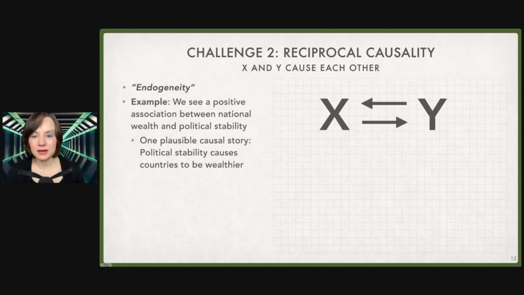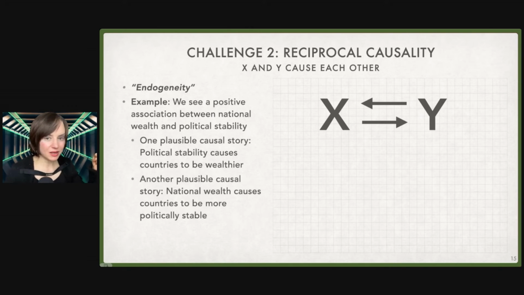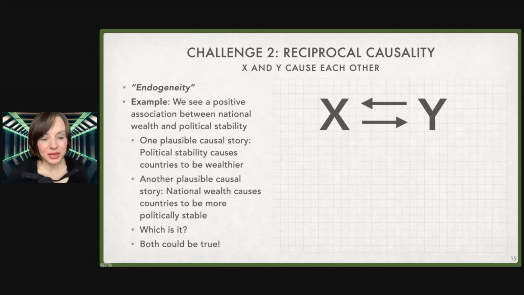Well, it could be that a politically stable country is more likely to be wealthy, but it could also be the case that being wealthy can cause a country to be more politically stable. And it's probably both. And that makes it very difficult to do studies to untangle causality. And really, lots of times it depends on our knowledge of the area in order to make these claims.